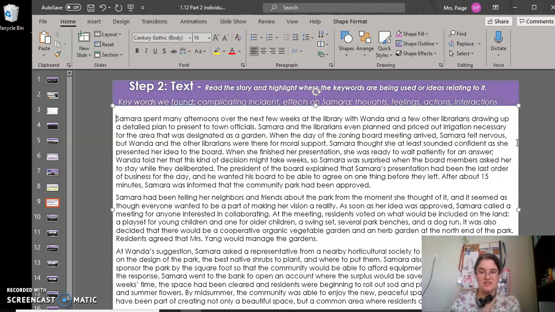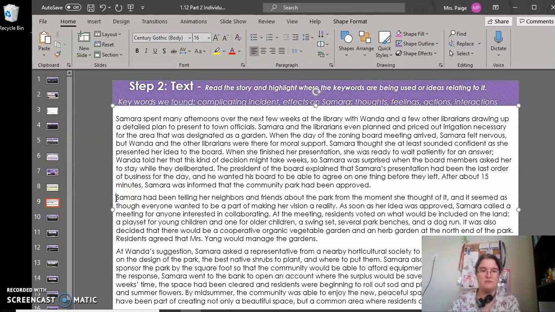When she finished her presentation, she was ready to wait patiently for an answer. Wanda told her that this kind of decision might take weeks, so Samara was surprised when the board members asked her to stay while they deliberated. The president of the board explained that Samara's presentation had been the last order of business for that day, and he wanted his board to be able to agree on one thing before they left after about 15 minutes. Samara was informed that the community park had been approved.